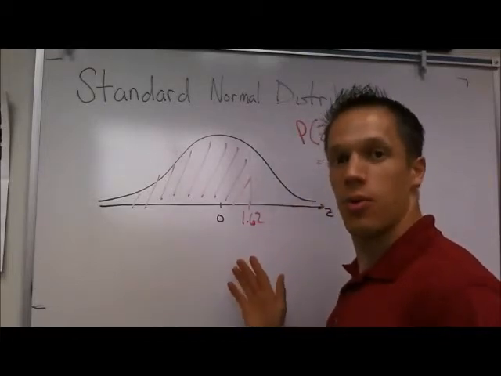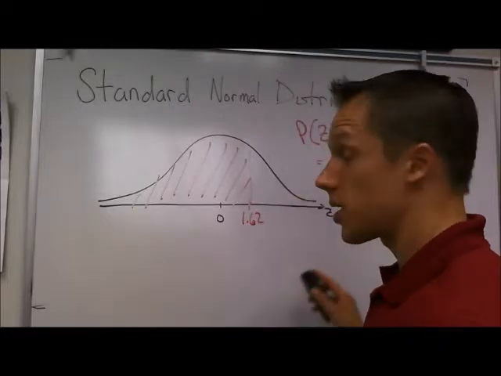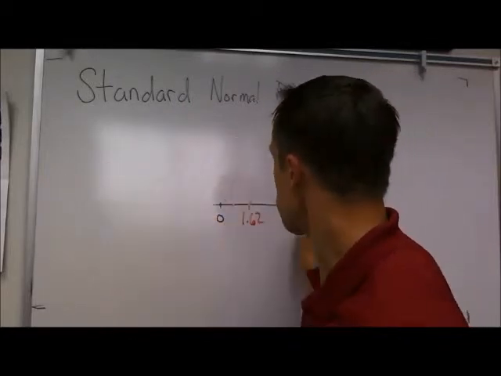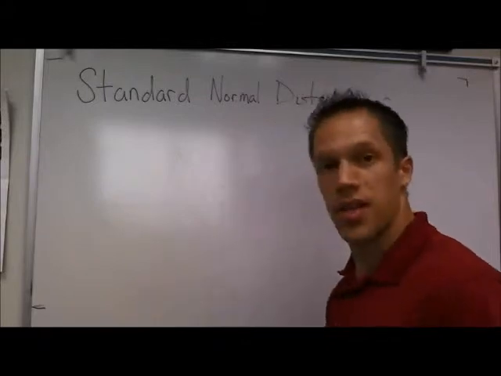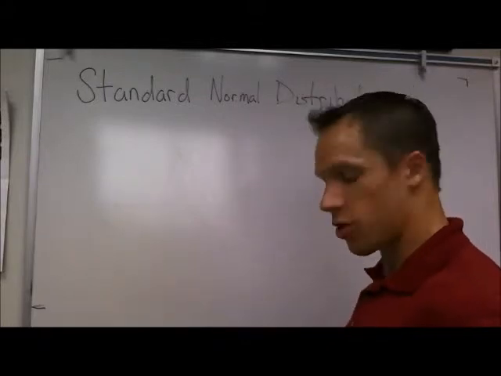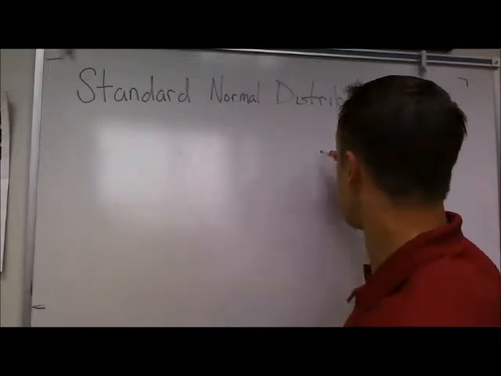The second type of problem that I want to show you is what happens when we have the probability that z is greater than some value. So for example, something like this. Let's say we were asked to find the probability that z is greater than negative 1.16.